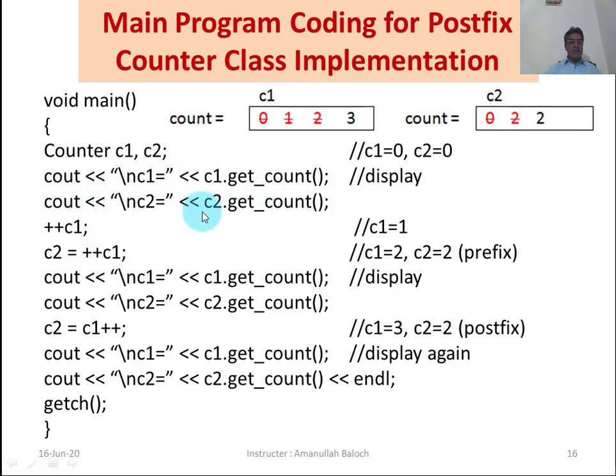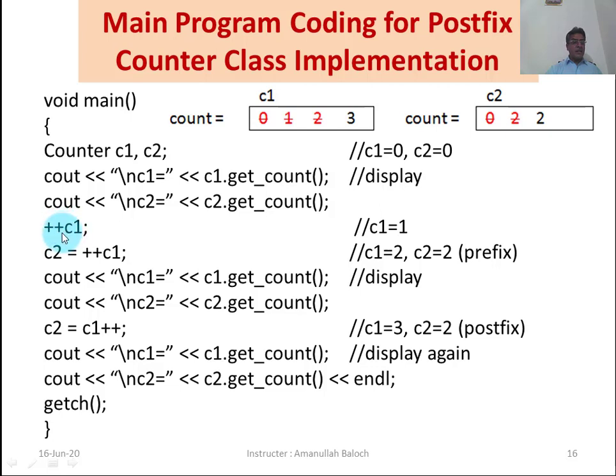Here when we display the value C1.getCount, the computer returns the value of count attached with C1, and its value is 0. The computer writes C1 equals 0, and when we call C2.getCount, the computer calls the getCount function, and the getCount function returns the value of count attached with C2. The value of that count is 0. It will also return 0 here. The computer will display C2 equals 0. C1 equals 0, C2 equals 0. After that we are calling ++C1.